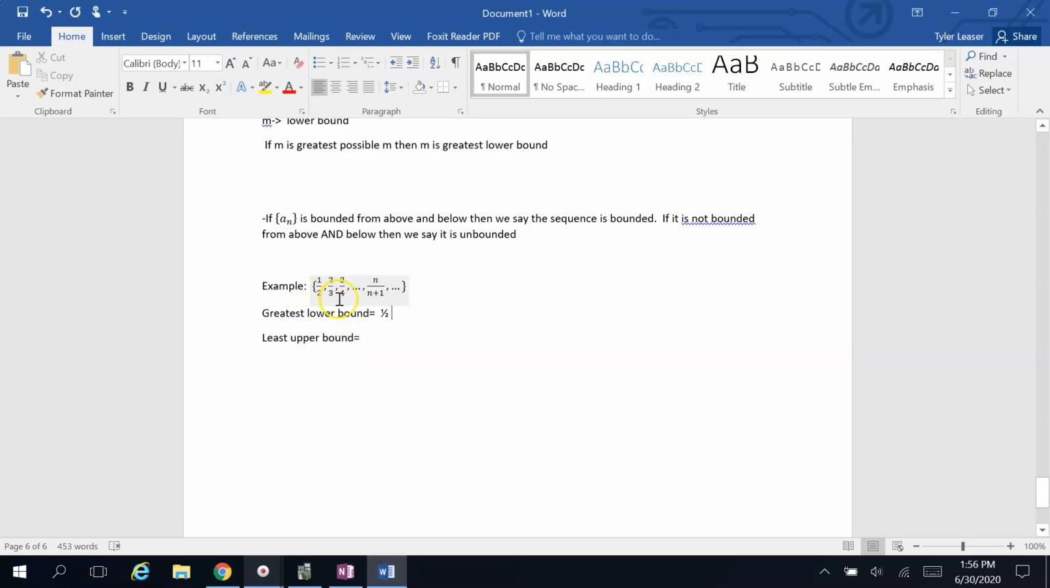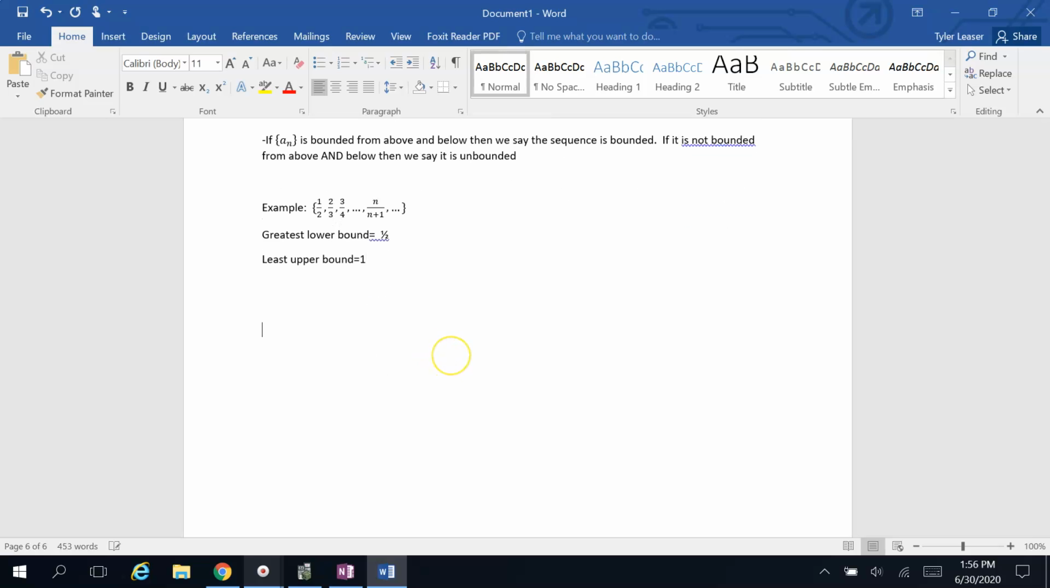The least upper bound. Okay, so these fractions do keep getting bigger and bigger. However, they never can get bigger than 1, which means that 1 is going to be my least upper bound. They'll never reach 1, but they will get infinitesimally close to it. Okay, cool. So that's that. If that's confusing, just let me know.